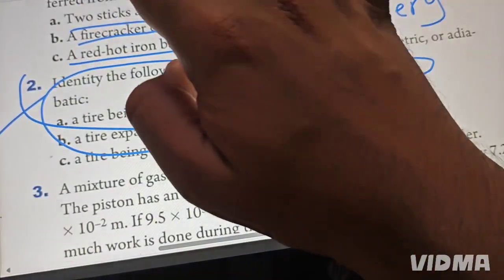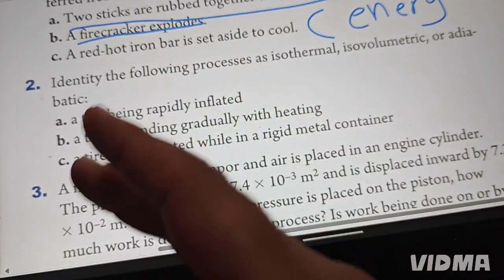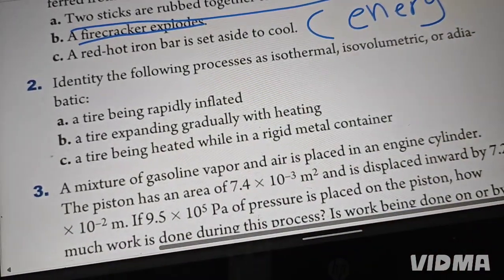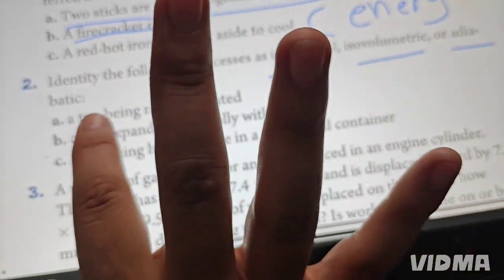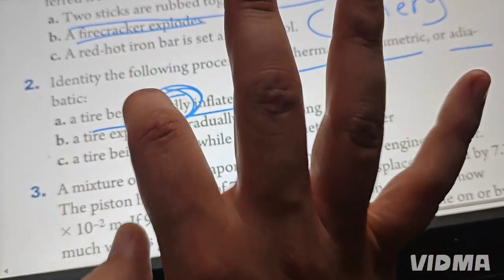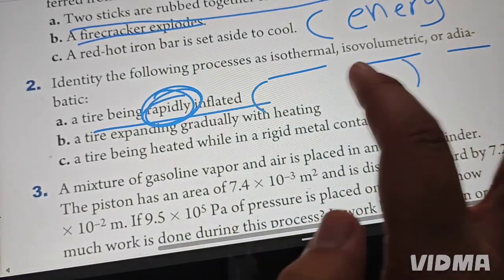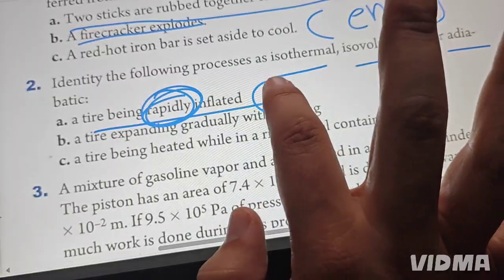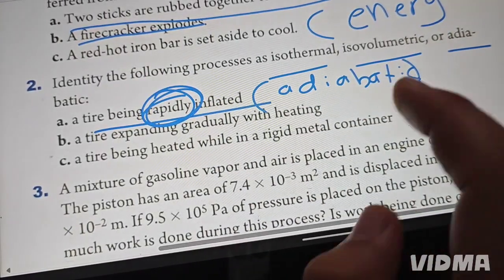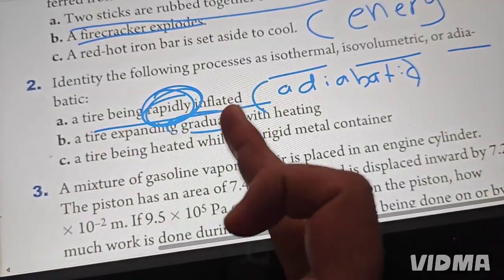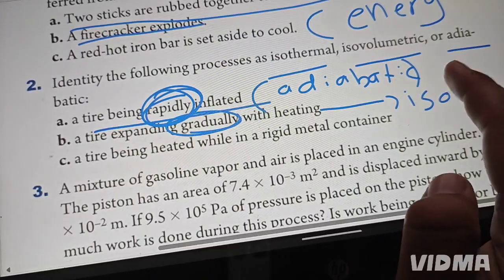Question 2. Identify the following processes. For example, part A, is it isothermal, isovolumetric, or adiabatic? Part A, we have a balloon being rapidly inflated. As I told you, if it is rapid, this type is an adiabatic process. Part B, a balloon expanding gradually. We said if it is gradual, it means isothermal. This is isothermal.